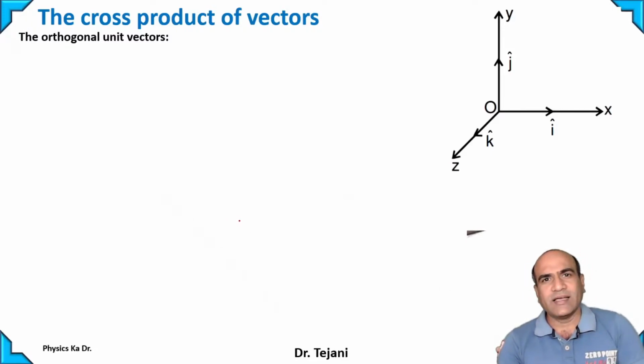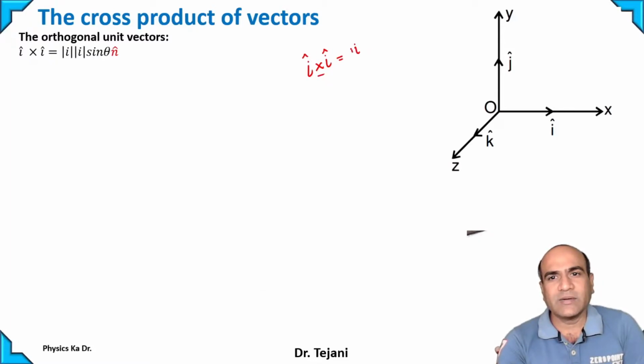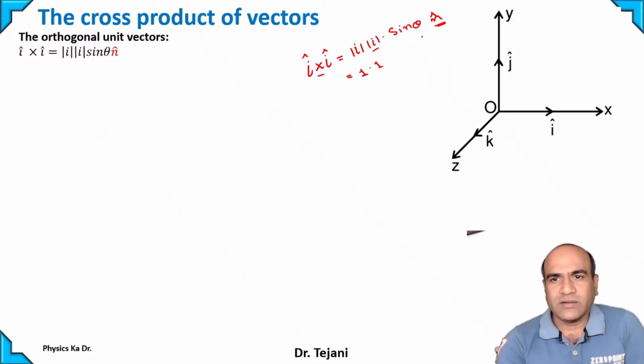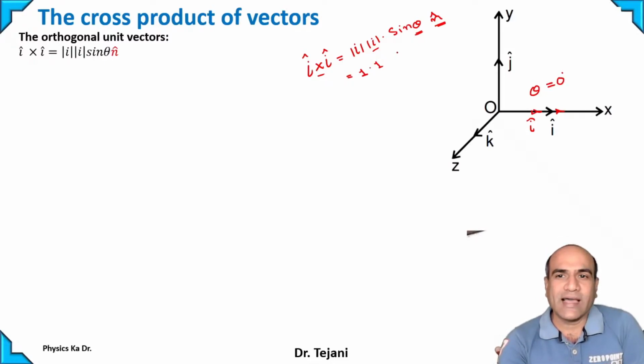Now, let's resolve these unit vectors. First, if we take unit vector I multiplied by I as a cross product, we know its magnitude, or you can say product, becomes mod I times mod I multiplied by sine theta. Let's forget the direction first. I is a unit vector, and unit vectors have magnitude 1, so again I multiply by 1. Now theta is the angle between I and I. Both are at the same angle, and therefore theta is equal to 0 degrees, and sine 0 is 0. Therefore the entire equation becomes 0.